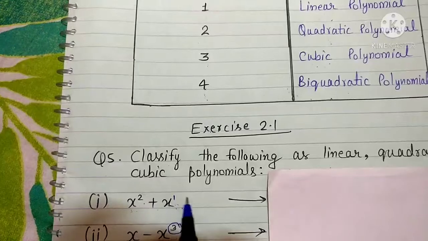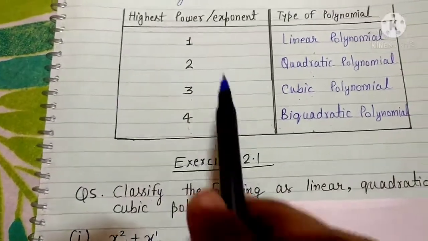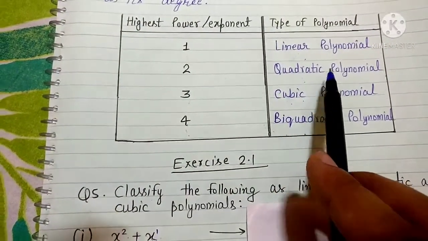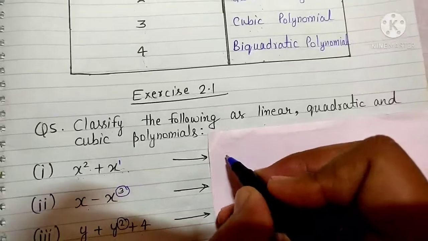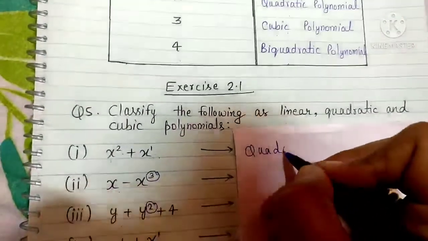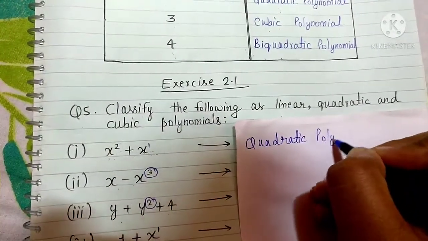Which one is the highest power here? The highest power is 2. We have learned that if the highest power is 2, it will be called a quadratic polynomial.